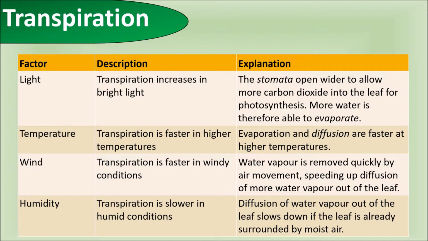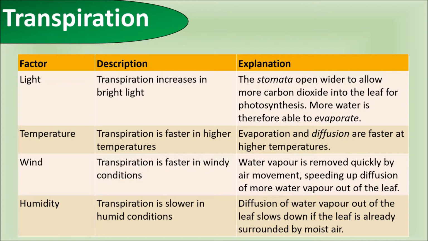Light. Transpiration is increased by bright light because the stomata open wider and allow more carbon dioxide to enter the leaf for photosynthesis. Therefore, because the stomata opened wider, more water will evaporate. Temperature causes transpiration to happen faster. Because higher temperatures cause a greater rate of evaporation, more water will diffuse out of the leaves at higher temperature.